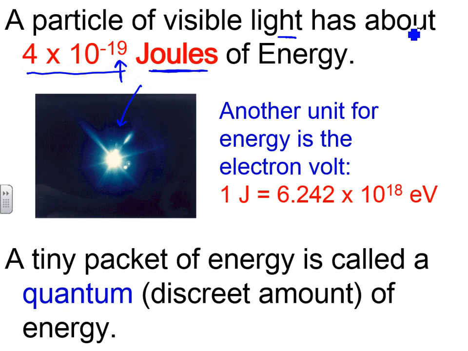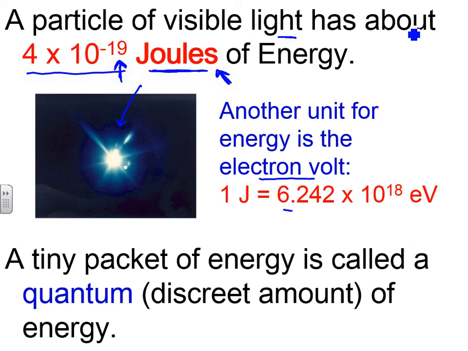So light with a higher frequency will have higher energy. Light with lower frequency will be even lower than this. Now, a joule is the unit that we'll use for energy. Hopefully you've seen this before. If you haven't, we will discuss joules a lot. And joules are related to another energy unit that we want to introduce here called the electron volt. And 1 joule is 6.242 times 10 to the 18th electron volts.